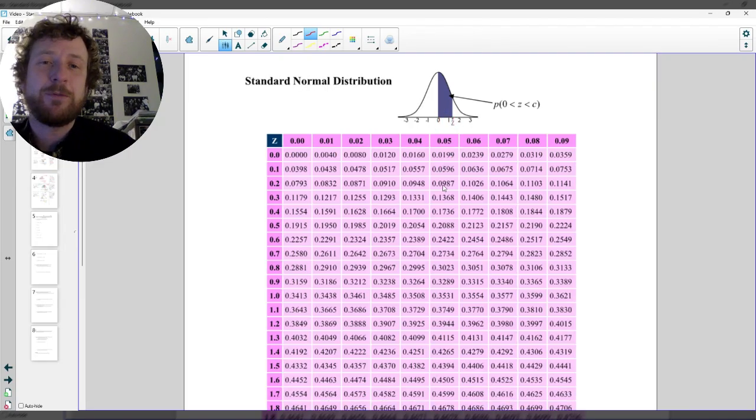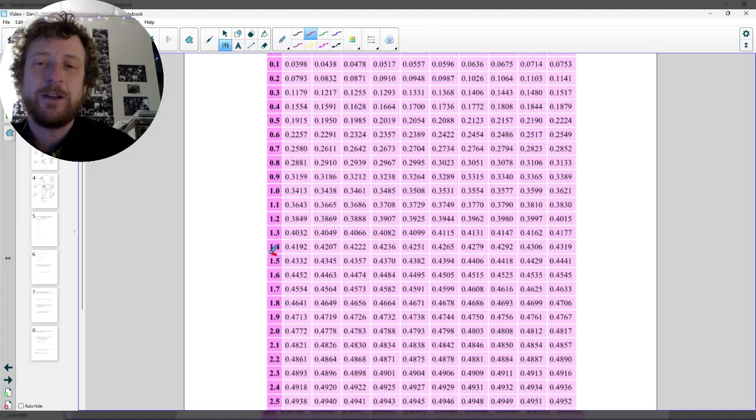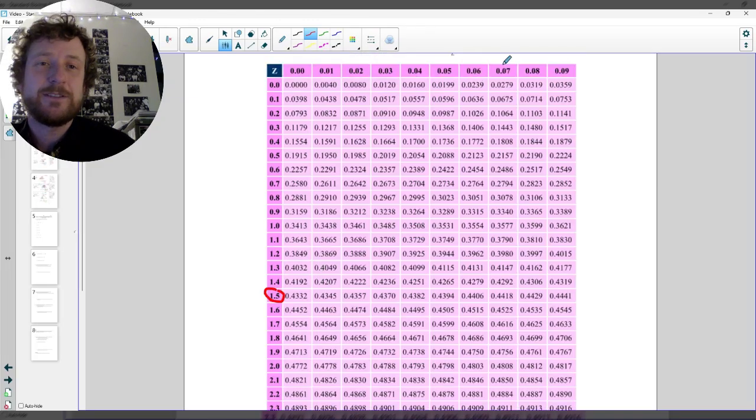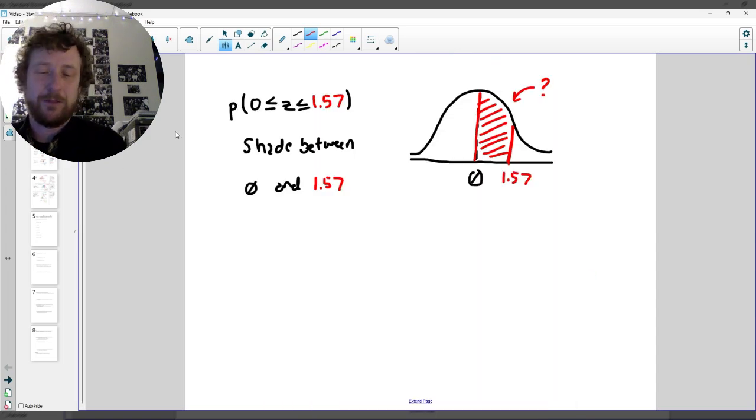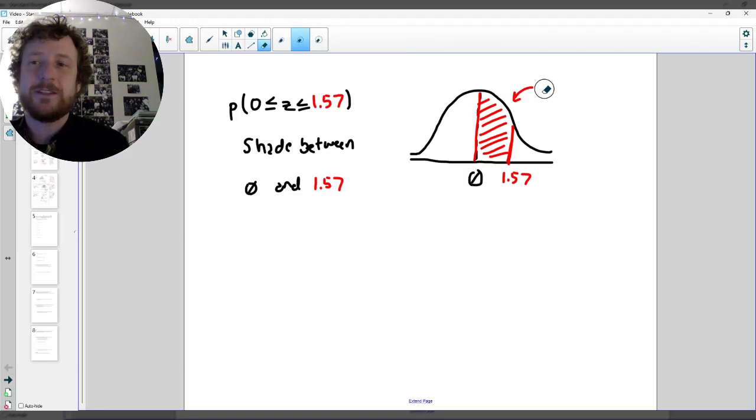And so if I look up 1.57, which goes like this, it's 1.57. So it's here. The percent is 0.4418, or rather the proportion or decimal, or however I'm supposed to say that. It's 0.4418.